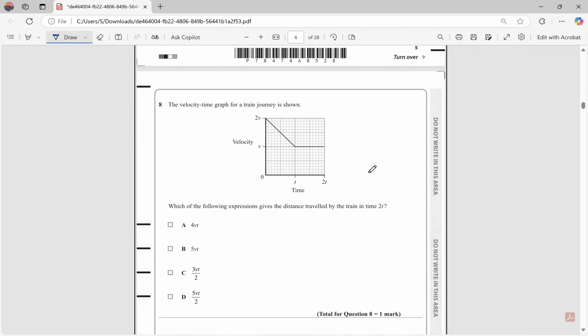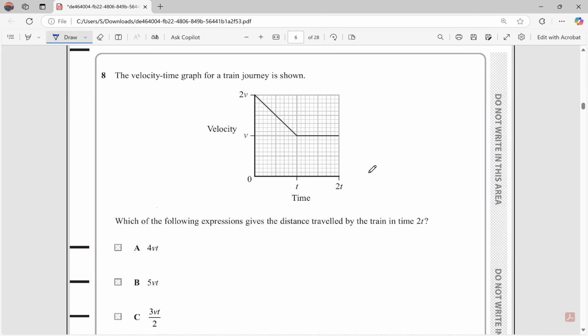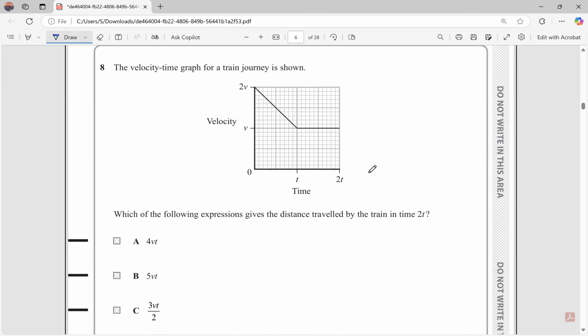Okay. Question 8. The velocity time graph for a train journey is shown. Which of the following expressions gives the distance traveled by the train in time 2t? Distance traveled is the area under a velocity time graph because you're multiplying these two things. Remember, area is when you multiply the thing on the y-axis by the thing on the x-axis, and you have to do it for the entire time.